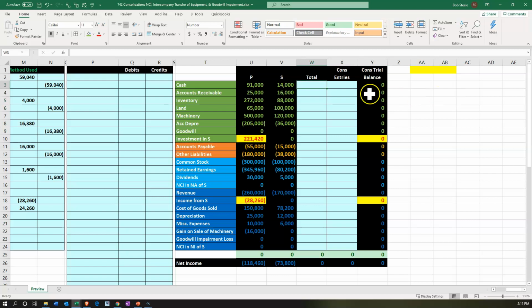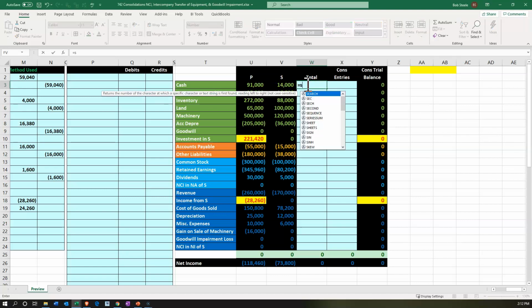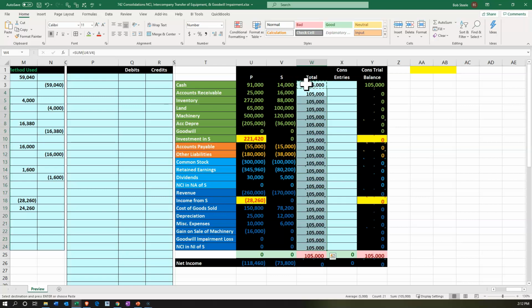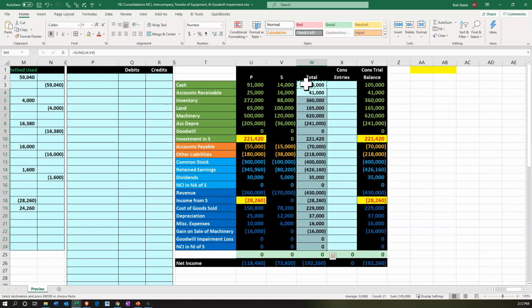So now we got P's books and S's books. We're going to add them together. We're going to consolidate them. So that'll be our first step, as we've seen in prior practice problems. So let's sum them up. I'm just going to sum these two columns and then paste that on down. There it is. That's our starting point.